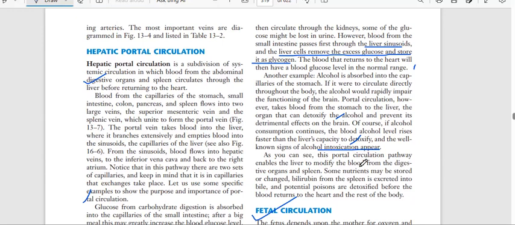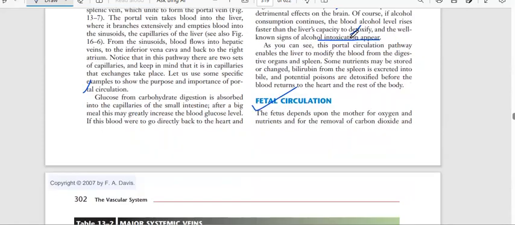But if the alcohol amount is more than the liver's capacity, the liver cannot detoxify it all, and it reaches the brain and will damage the brain. That's the reason patients who take alcohol have liver damage, because the blood reaches the portal circulation first after digestion. So this is an important thing we have to remember.